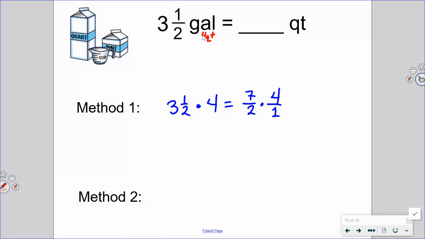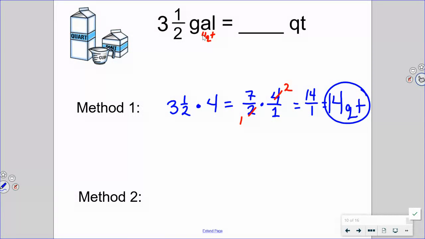Now you may multiply first or reduce first. I prefer to reduce, make the numbers a little easier. 2 goes into 2 once and into 4 twice. Now we go ahead and see 7 times 2 is 14, 1 times 1 is 1, and what we get here is 14 quarts. But there is another method, and some would even argue a simpler or quicker, maybe I should say more efficient method.